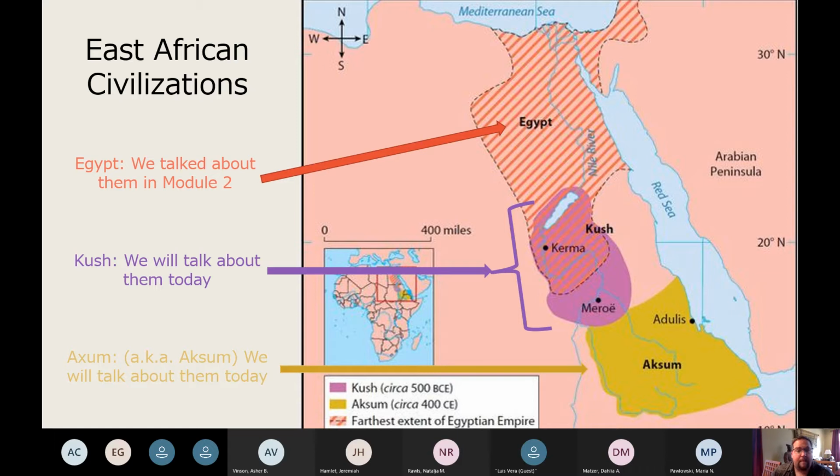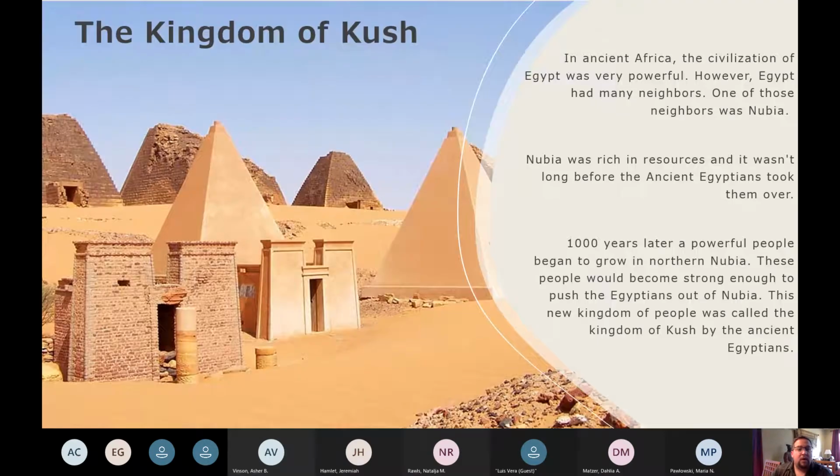Okay. All right. So the kingdom of Kush. In ancient Africa, the civilization of Egypt was very powerful. However, Egypt had many neighbors, and one of those neighbors was Nubia. Nubia had rich resources, and it wasn't long before the ancient Egyptians took them over. 1,000 years later, a powerful people began to grow in northern Nubia. These people would become strong enough to push the Egyptians out. The new kingdom and the new people were called the Kingdom of Kush by the ancient Egyptians.